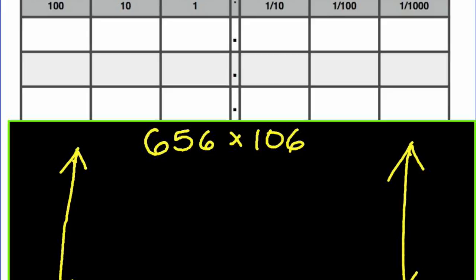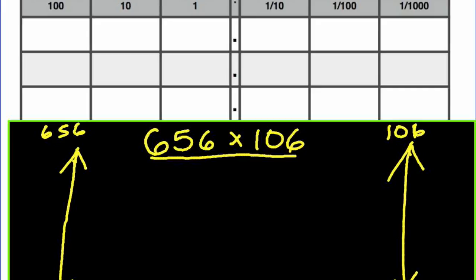Draw your vertical number lines on your desk. This one is going to be representing 656. This one's going to be representing 106. And I want you on your desk to round both of the numbers on your vertical number lines and then show me on your desk what this equation will look like when you are done rounding.